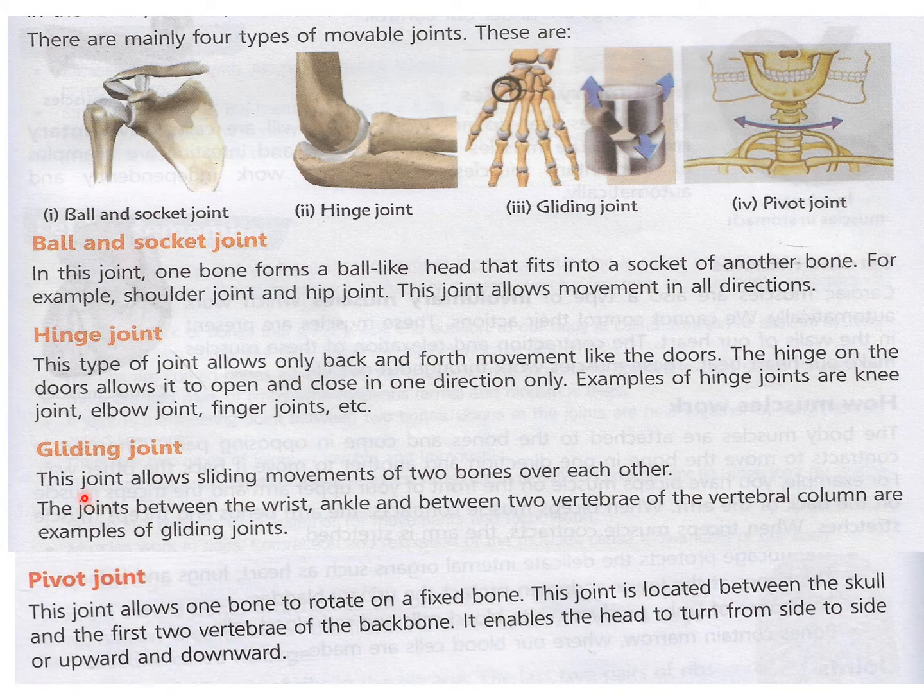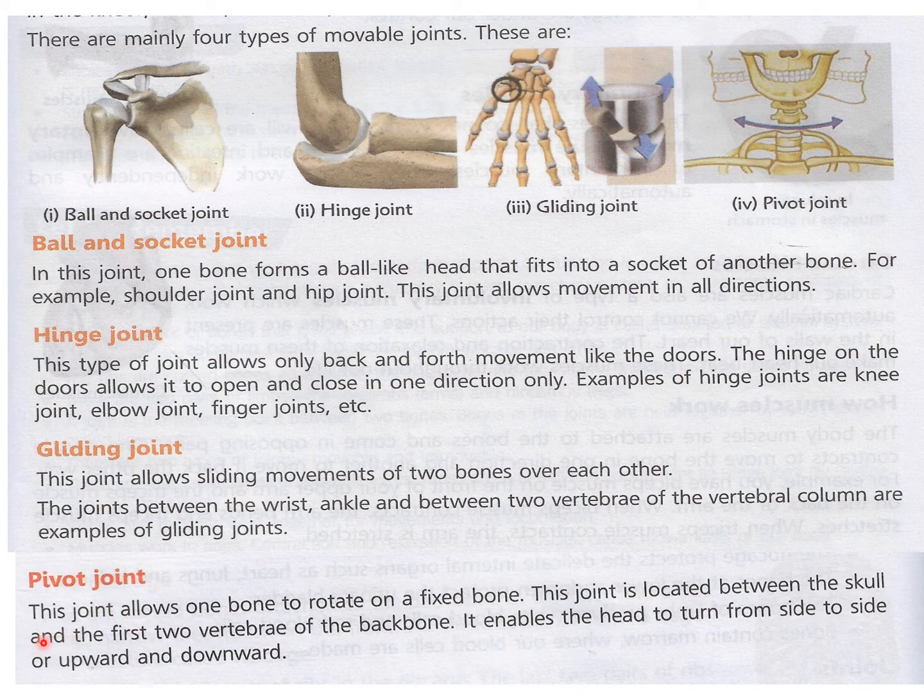Now gliding joint. This joint allows sliding movement of two bones over each other. Now, gliding joint, you know, wrist, you must have seen your wrist or ankle. It glides on both sides over each other in the same way. This type of joint is found in wrist, ankle, and between two vertebrae of the vertebral column. When we bend, they glide over each other, and this vertebral column can bend, helping us to bend down.